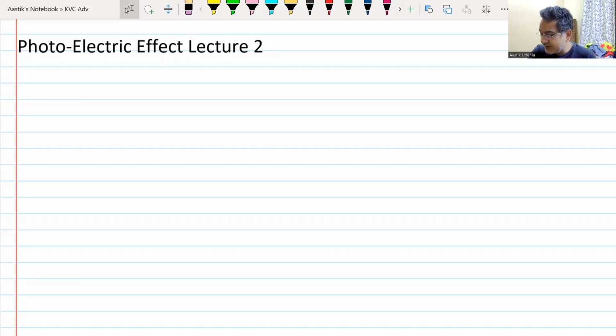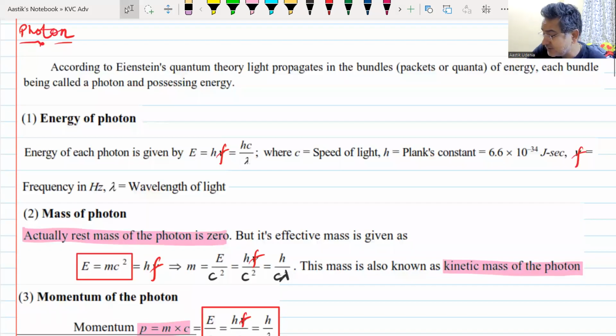We had seen the dual nature of light, and according to Einstein's photon theory or Planck's theory, we understand that light consists of small packets. The smallest packet of light is known as a photon. It does not have a rest mass; it only exists when it is moving. The energy of a photon is given by hf, which is hc by lambda. hc is 12,400 electron volts angstrom.